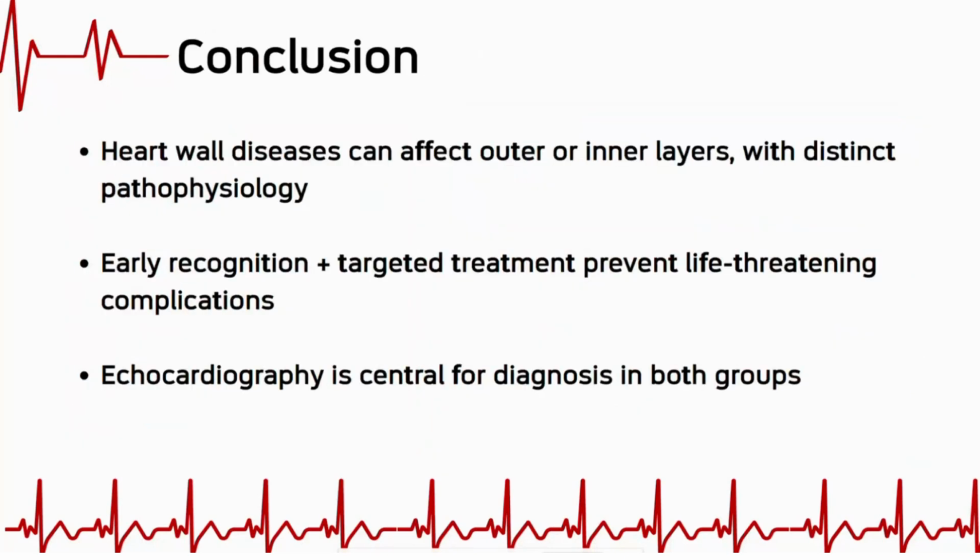Now, conclusion. These diseases, so heart wall diseases, can affect the outer or inner layers, with distinct pathophysiology. Recognizing these things early will prevent life-threatening complications, and echo is once again central for diagnosis in both groups.